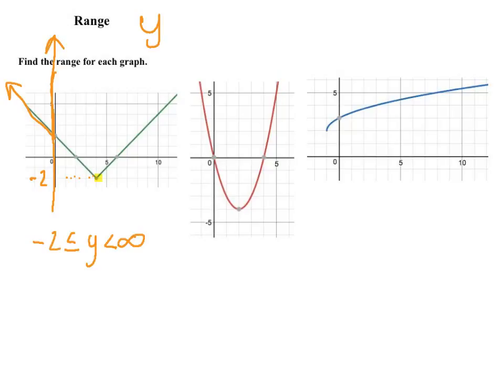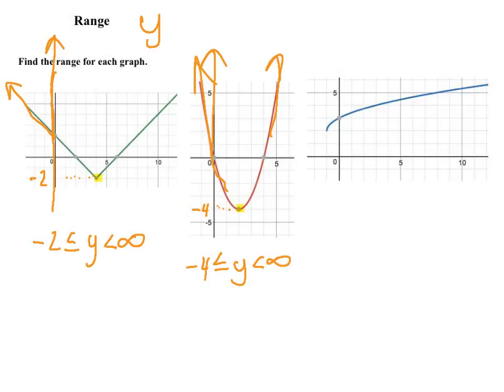The second graph is a parabola. The parabola, make sure you find the lowest point on it, and that's going to be this point right here. And at that point, my range is going to be -4. And notice that my graph keeps going up, and so does my y-axis. So my y values are going to be less than infinity, but greater than or equal to -4.